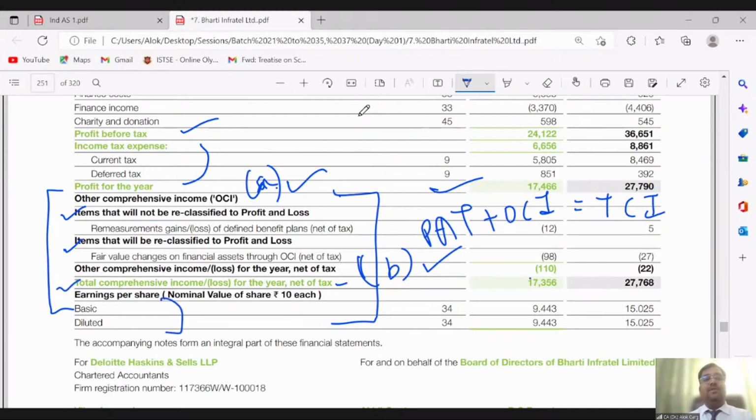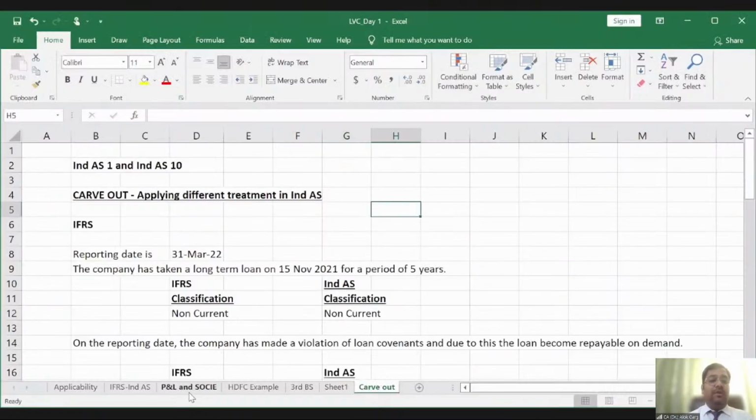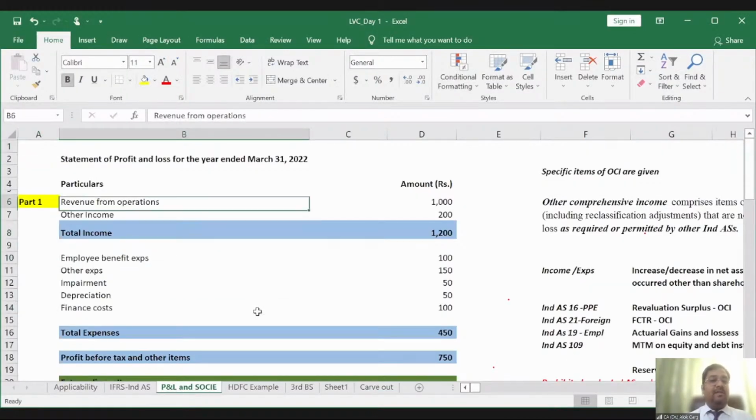Then there is earnings per share. Okay, so this is the format which the listed companies are using, right? And this format is given under Division 2 to Schedule 3. This format is given, right?